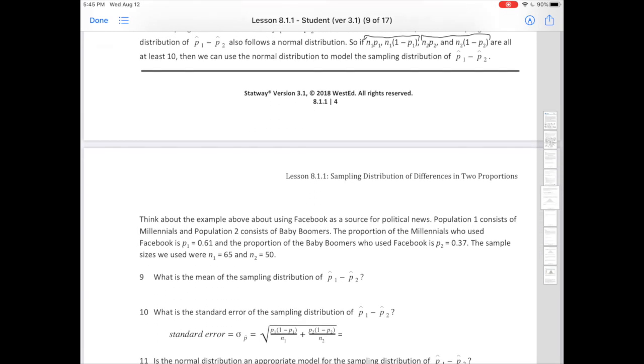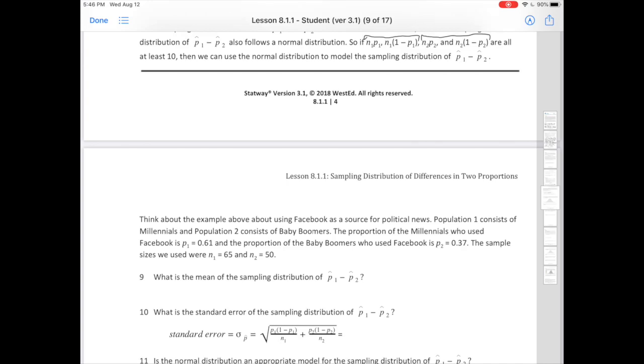Think about the example above using Facebook as a source for political news. Population 1 consists of millennials and population 2 consists of baby boomers. The proportion of the millennials who used Facebook is P1 equals 0.61, and the proportion of the baby boomers who used Facebook is P2 equals 0.37. The sample sizes we used were N1 equals 65 and N2 equals 52. So let's use those facts to answer these questions.